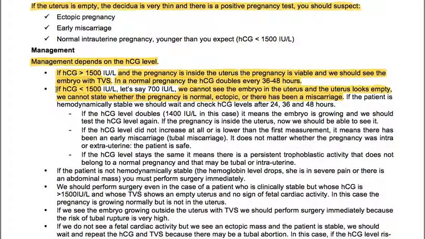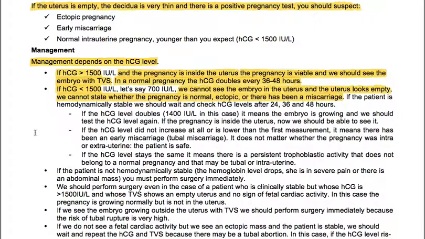If the HCG level doubles, it means the embryo is growing and we should test the HCG level again. The pregnancy is inside the uterus. Now we should be able to see it. If the HCG level did not increase at all or is lower than the first measurement, it means there has been an early miscarriage, so a tubal miscarriage. It does not matter whether the pregnancy was intra or extrauterine.